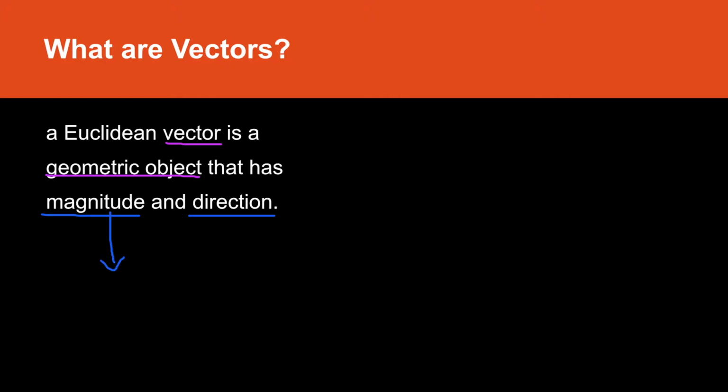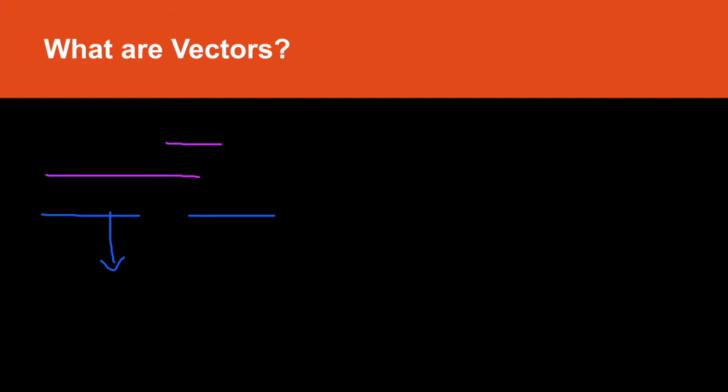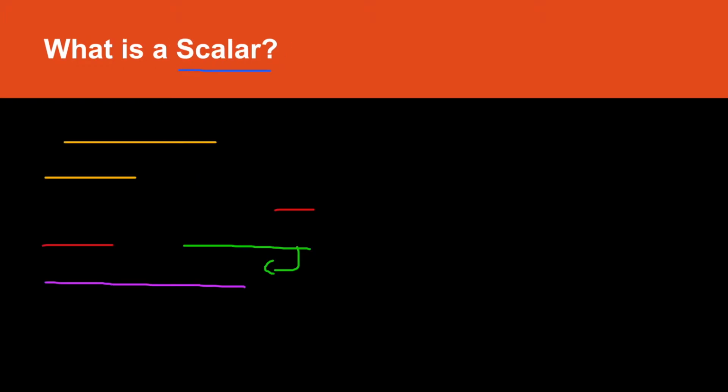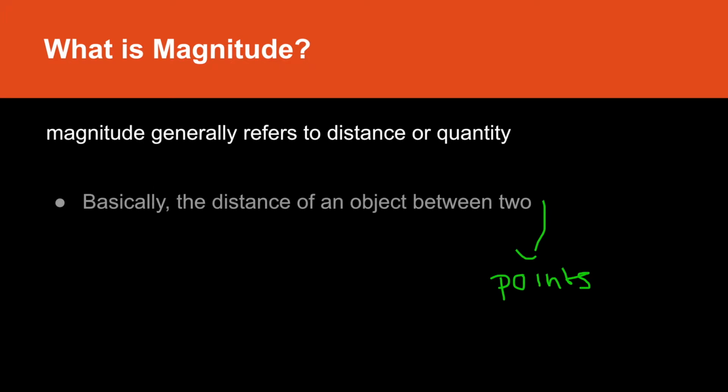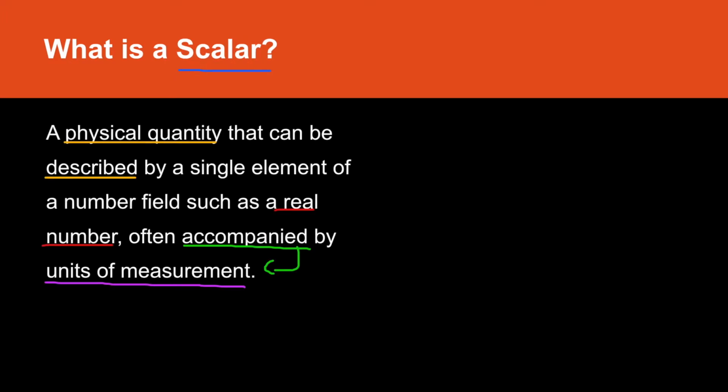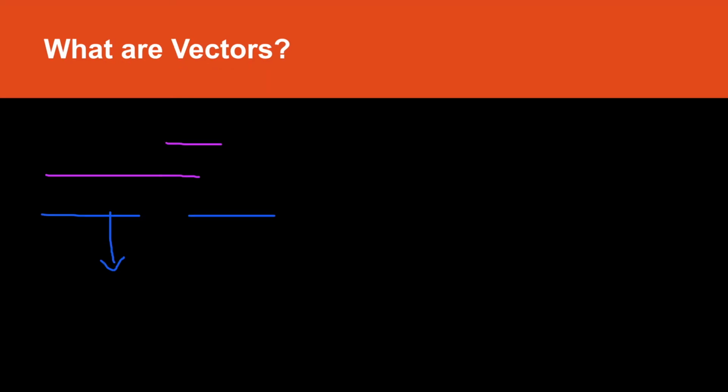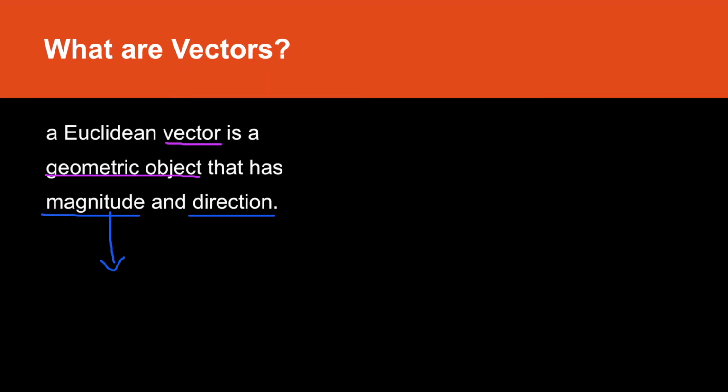What did we say magnitude was? Well, we said magnitude generally refers to distance or quantity. So if we go back to vectors, we can refer to magnitude as distance. So apparently a vector has a distance and a direction.